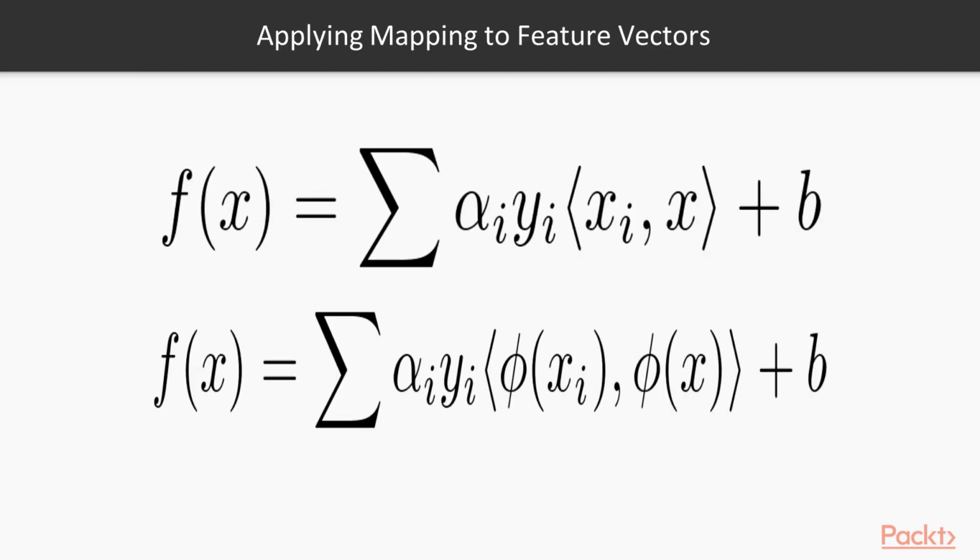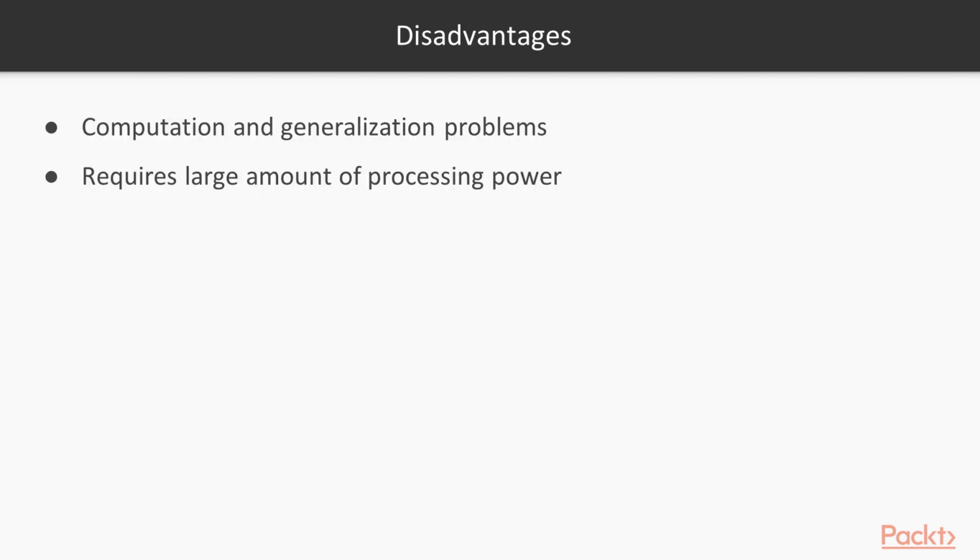We can map the data to a higher dimensional space by applying the mapping to the feature vectors with these equations. As noted, this mapping allows us to express more complex models, but it introduces computation and generalization problems. Mapping the feature vectors and computing their dot products can require a prohibitively large amount of processing power.